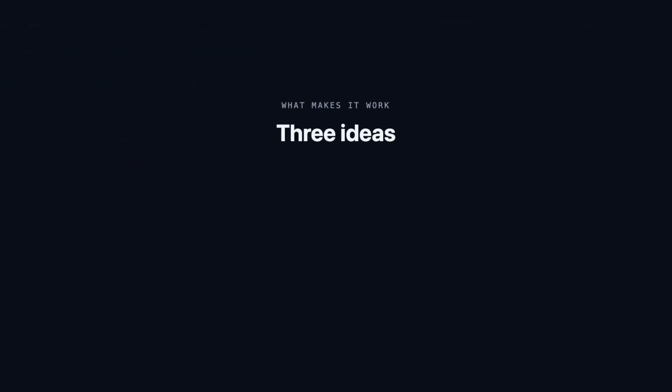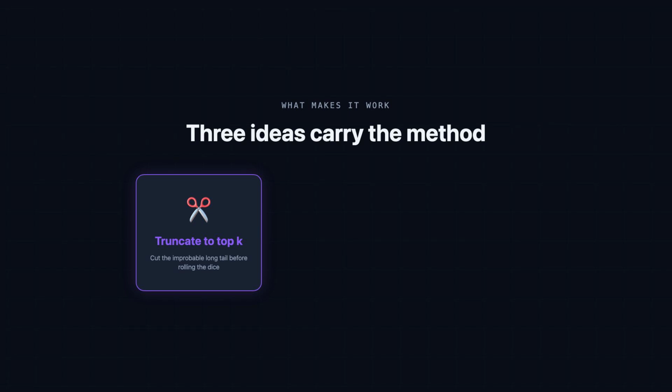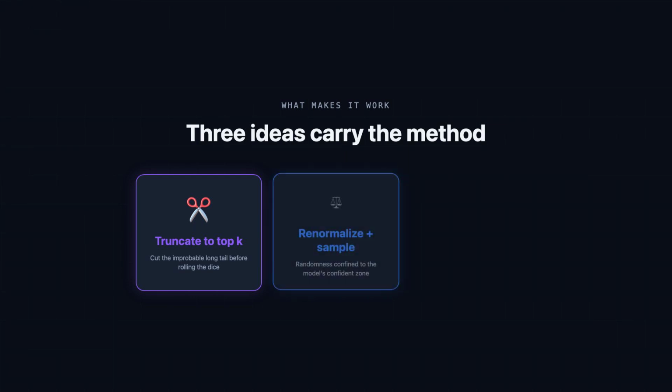So let's boil it down to the 3 ideas that actually matter here. This method truncates the distribution to the top K tokens. Everything outside that short list is off the table, which is the whole point, cutting away the improbable options before you ever roll the dice. Renormalize and sample. Because you rescale the survivors into a clean distribution, you preserve useful randomness while staying inside the model's confidence zone. Creativity without the chaos.